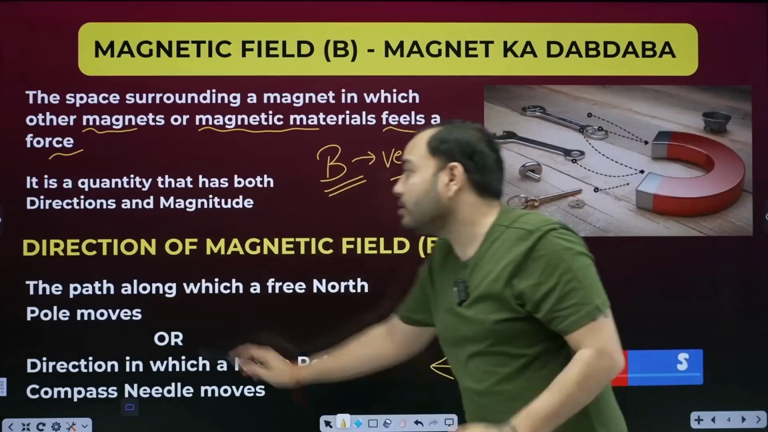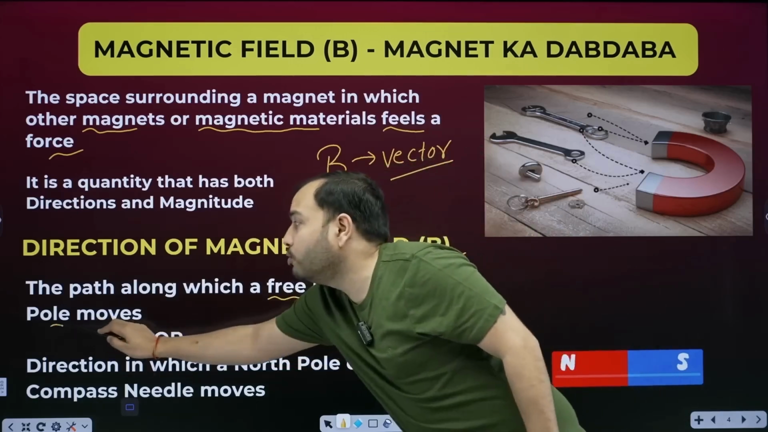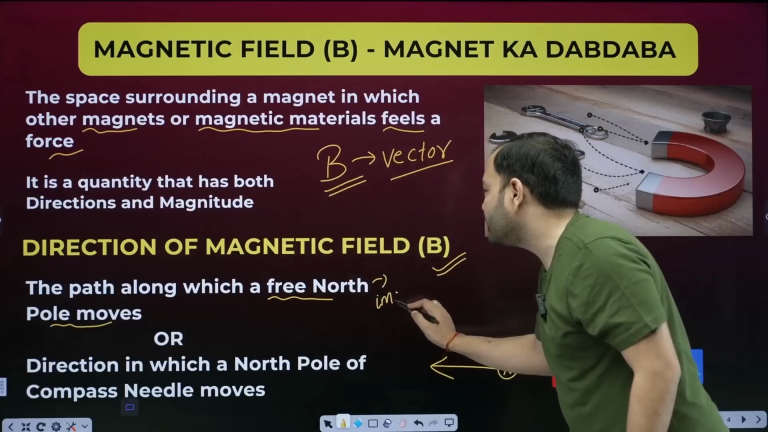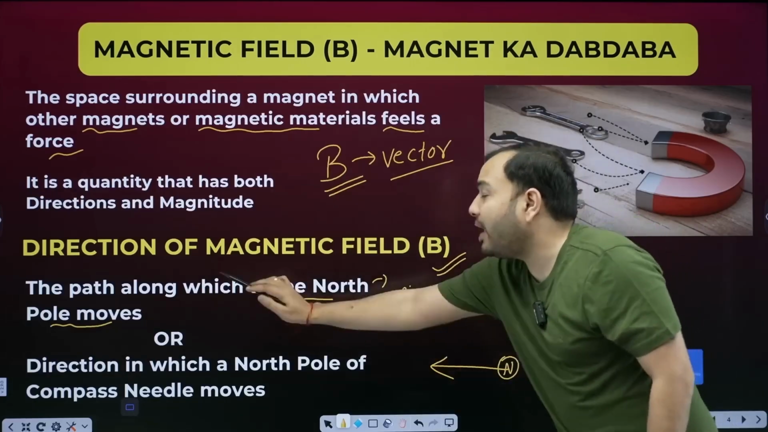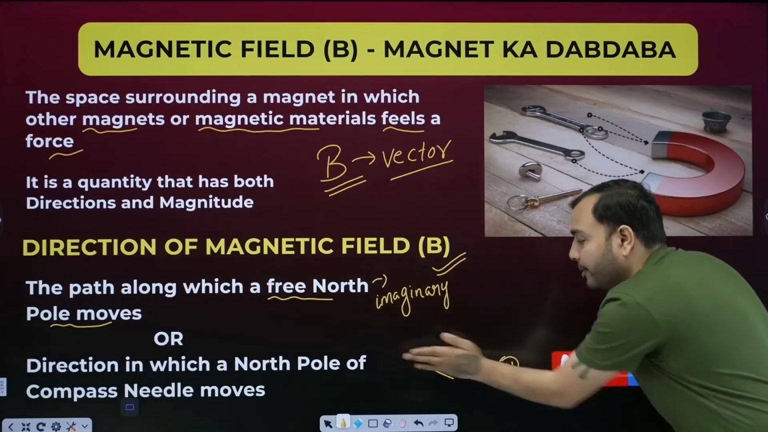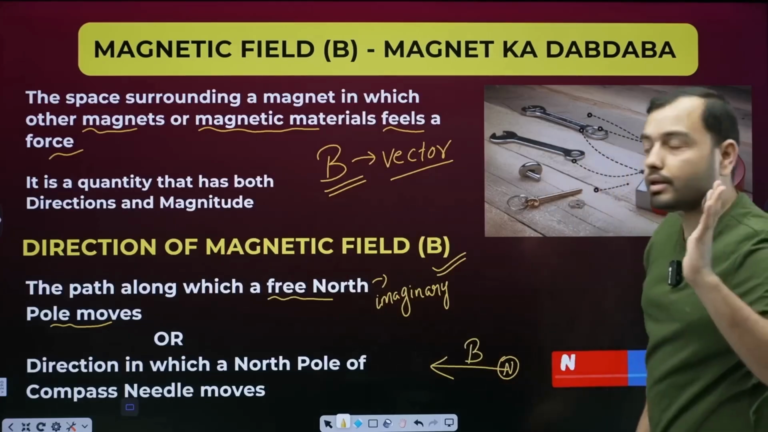What is written? The path along which a free north pole moves. What kind of concept is a free north pole, beta? It is an imaginary concept. In reality, there is no such thing as a free north pole. The path along which a free north pole moves. It went on this path. Whose direction did it become? B, that is, the magnetic field.